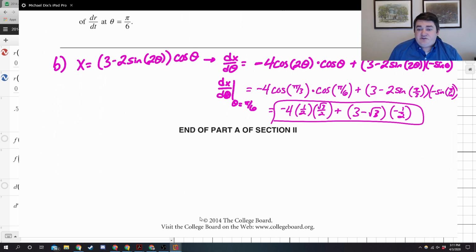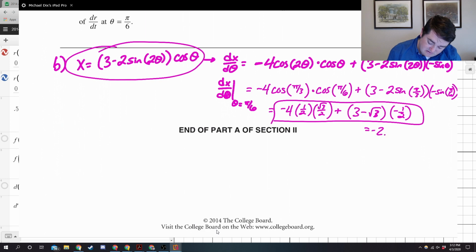Oh, and this was a calculator active problem. I guess I got carried away a little bit there. So we could have simply put this in our calculator and then told our calculator to take the derivative at pi over 6, which would have been negative 2.366. I'm still in non-calculator state of mind.